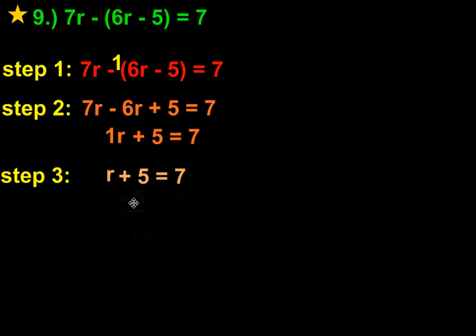Again, to isolate the r, I want to subtract 5. And if I do that to one side, I have to do it to the other. And if I subtract 5 from 7, I'm going to get 2. And I can bring down the r equals. And so that solves our problem. R equals 2.